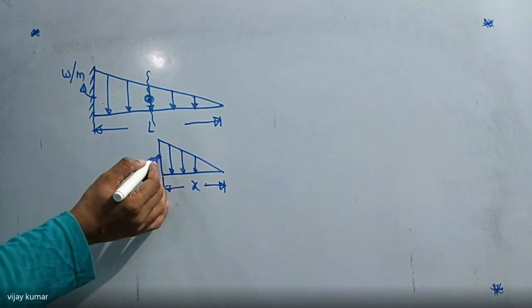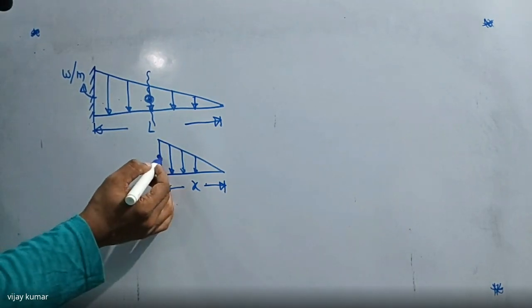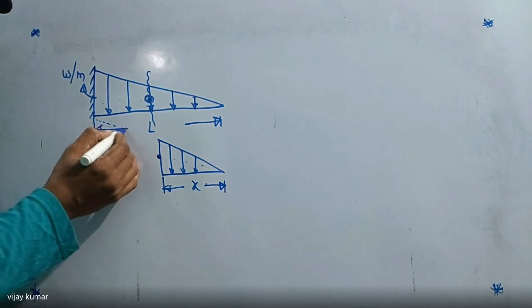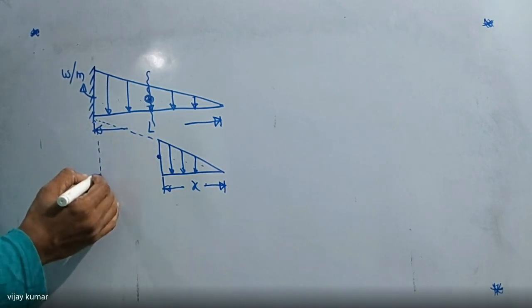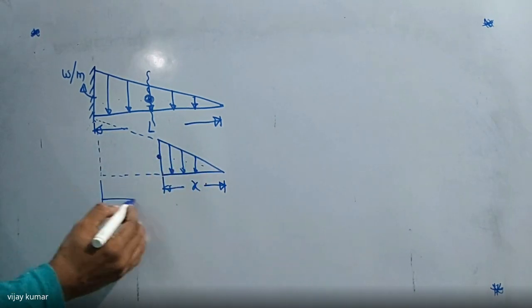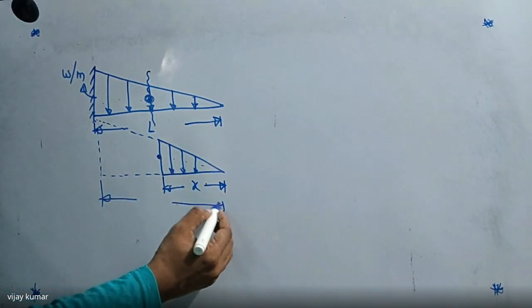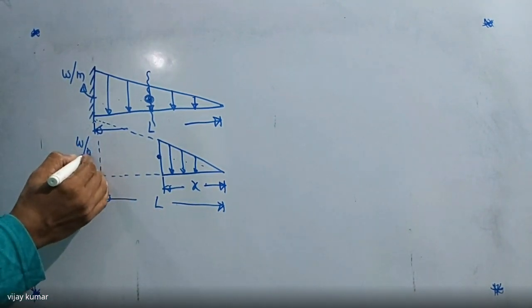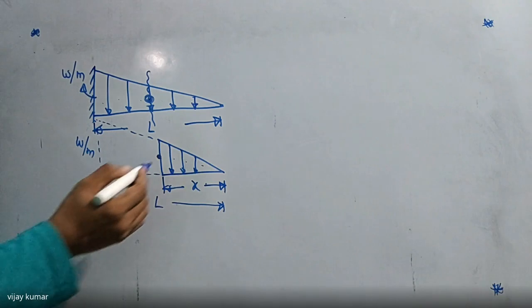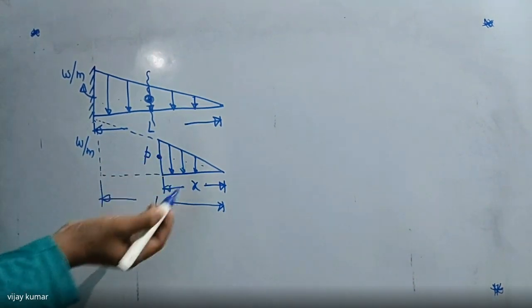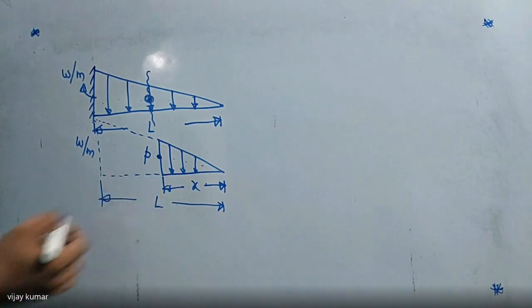But what is the load here now? The load varies from point to point. If we take this one, we are having two similar triangles. What is the total length here? The total length is nothing but L. And this one is nothing but W per meter. So I want to find this value. I'm going to take it as P, that is the load at a distance of x.